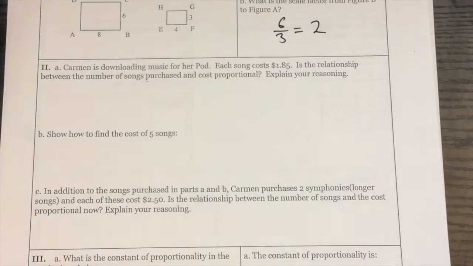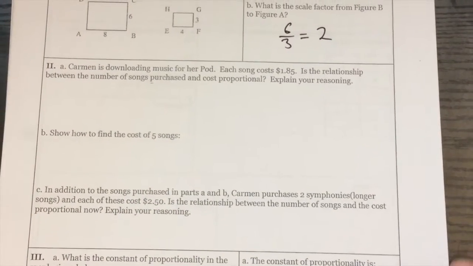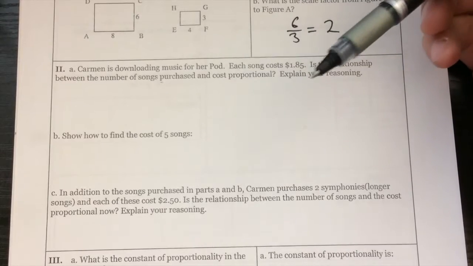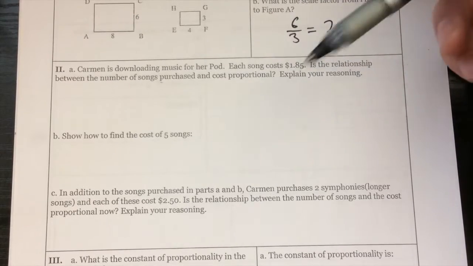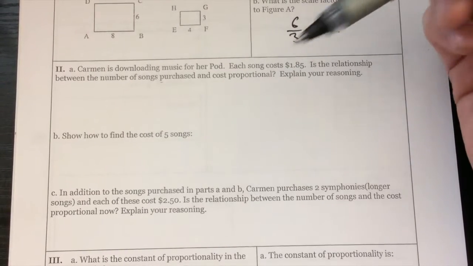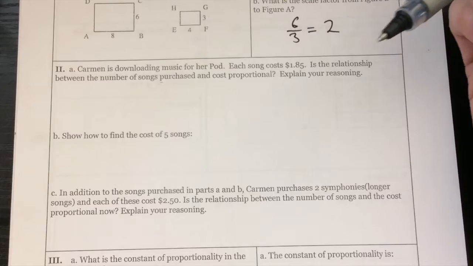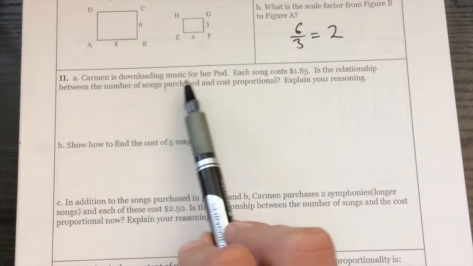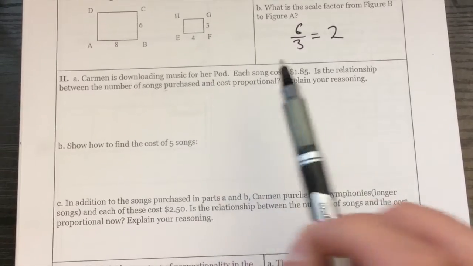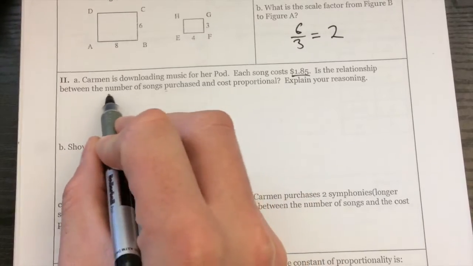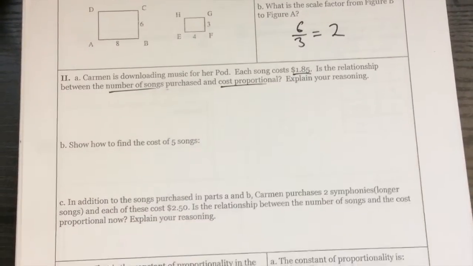Standard 2. Standard 2, we're deciding if a relationship is proportional or not. So remember a couple things about a proportional relationship. If two variables are proportional to one another, as one changes, the other will change at a constant rate. That's your unit rate. So in this case, if we look here, it says Carmen is downloading music for her pod. Each song costs $1.85. Is the relationship between the number of songs purchased and the cost proportional?